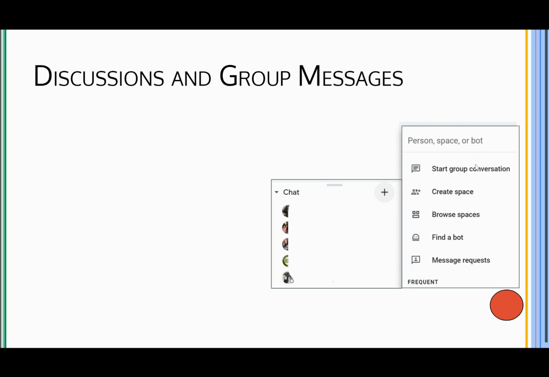You can start a group conversation, which is basically a group text message. You can create a space. Now, these are kind of like old school chat rooms. Basically, it's where all of the invited people can see what other people are writing, but they don't necessarily get every notification for every message. Before you start messaging someone, you have to request that they allow you to message them.